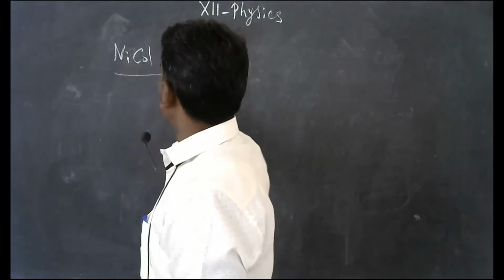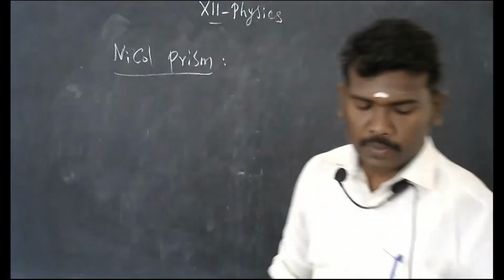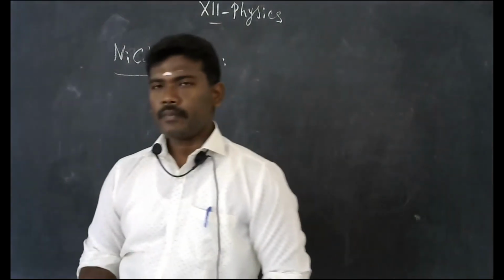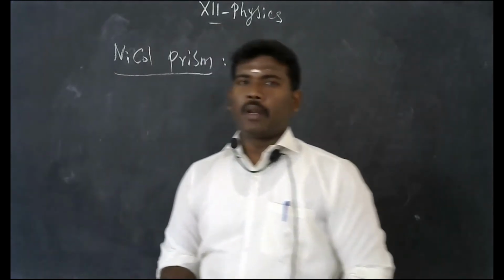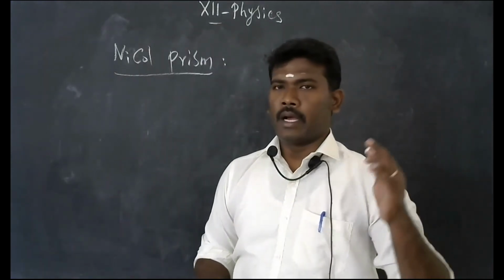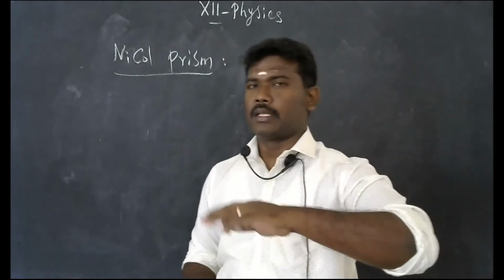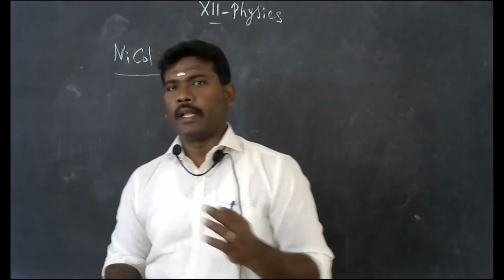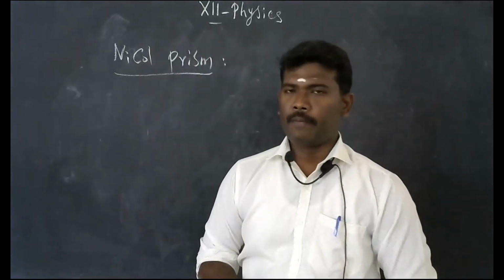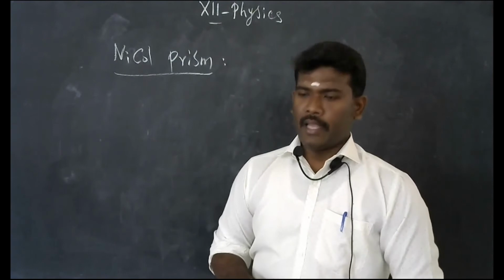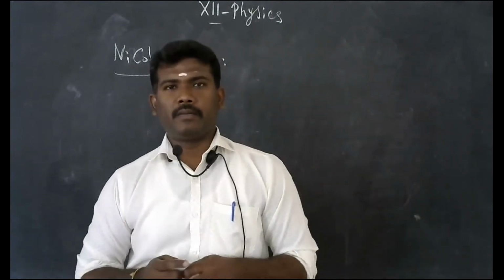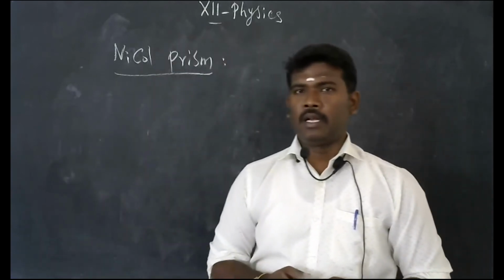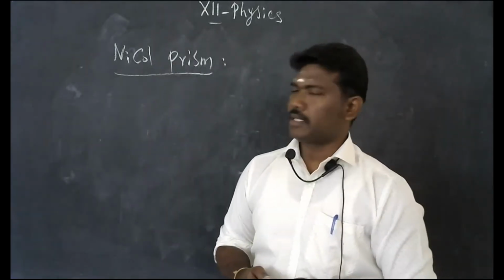Nicol prism. The Nicol prism is an experimental arrangement used to produce polarized light by using the double refraction method. We know that when unpolarized light is incident on a calcite crystal, it is divided into two rays, one ordinary and another extraordinary light ray. The ordinary light ray produces a stationary image, and the rotating image is the extraordinary ray.